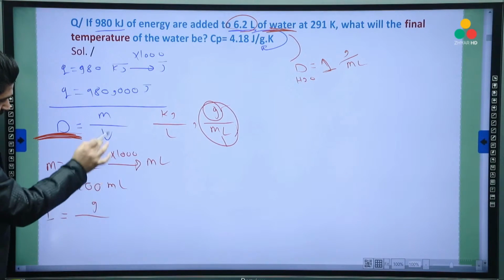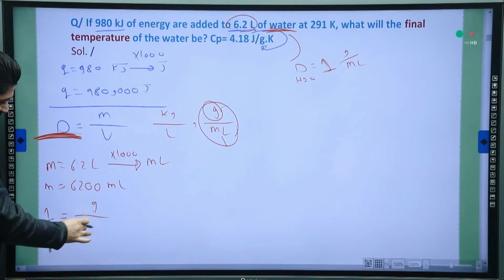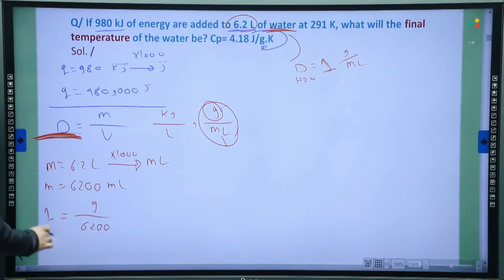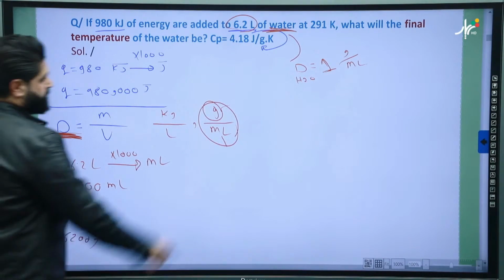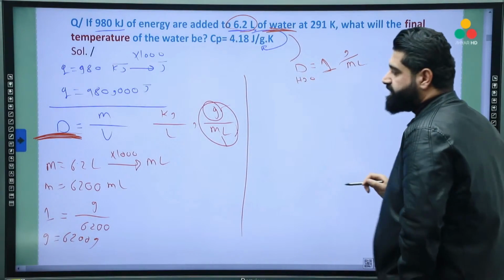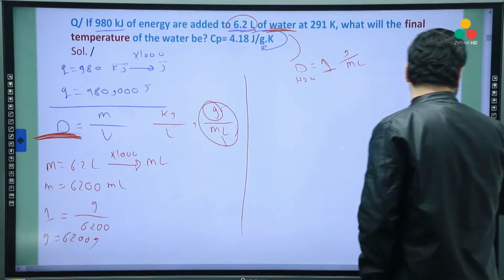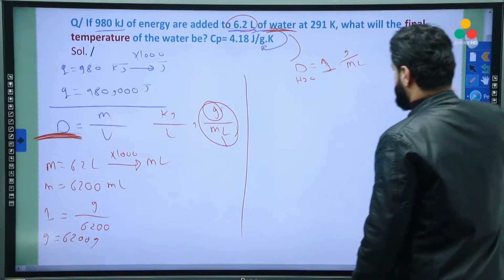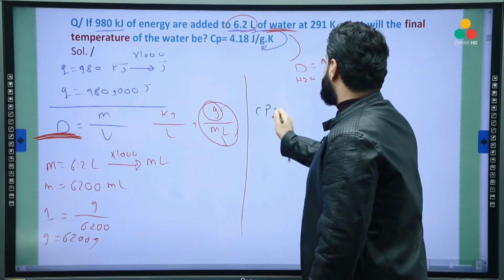We are looking for gram, and we have 6,200 milliliter, so now mass equals 6,200 grams. Okay. We did nothing still. We just made conversion factors. Now write the formula of Cp.